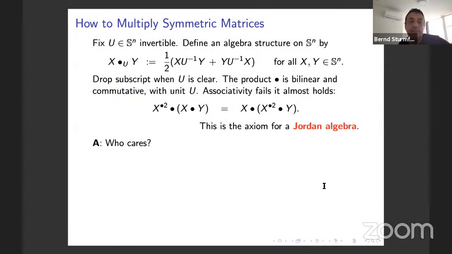One more question. How should you multiply symmetric matrices?